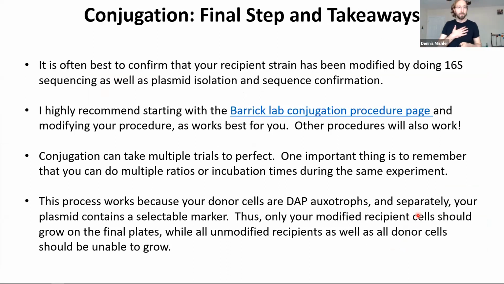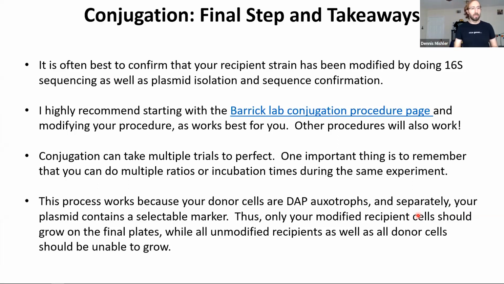Conjugation is often best confirmed by doing 16S sequencing of your recipient strain, as well as plasmid isolation and sequence confirmation. Sometimes you'll get residual donor cells hanging out, and if you can't easily tell the difference in phenotype between the donor and recipient cells, you really need to do some sequencing to confirm that you have the right cell present, in addition to confirming your plasmid is correctly made.